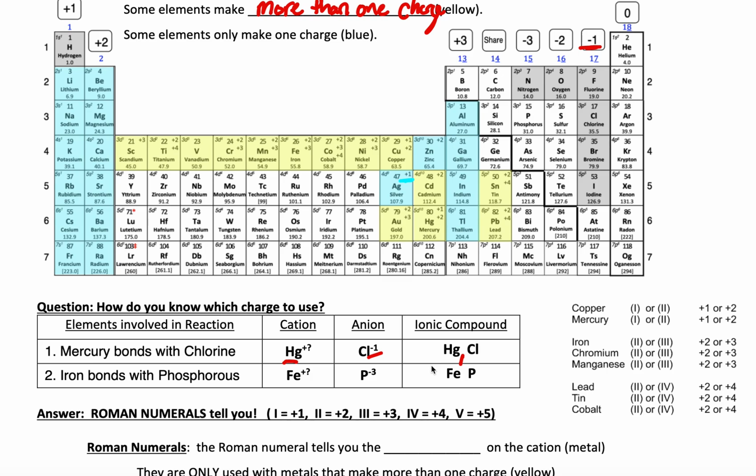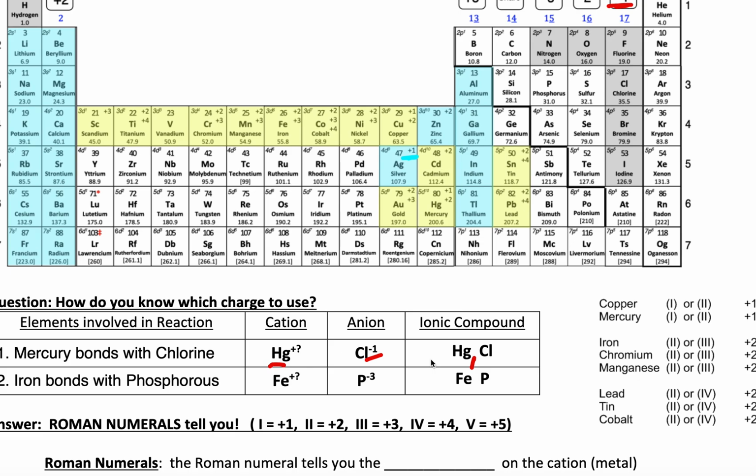So you open up your handy dandy periodic table, you take a look at mercury, and here's mercury. And what do you notice when you look at mercury? You see +1 and a +2. So the question is, which one is it? Because they're each going to give you different formulas. So we don't know, is it a +1 or is it a +2? How are we going to know? We'll answer that in a second.